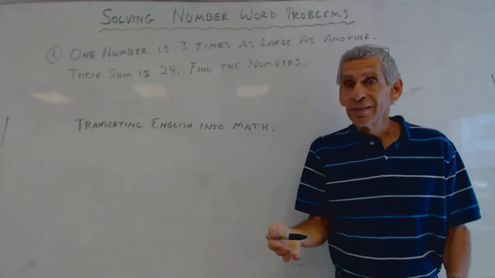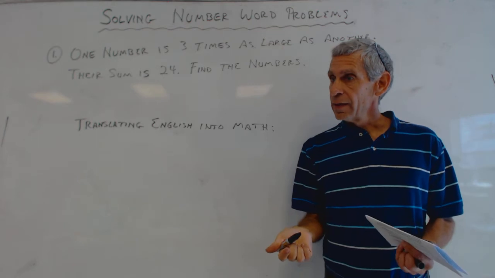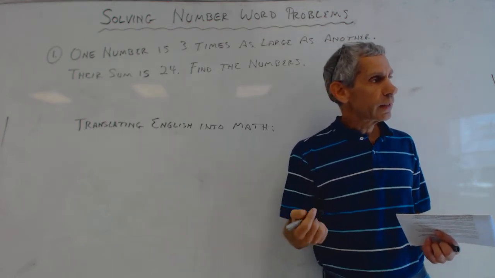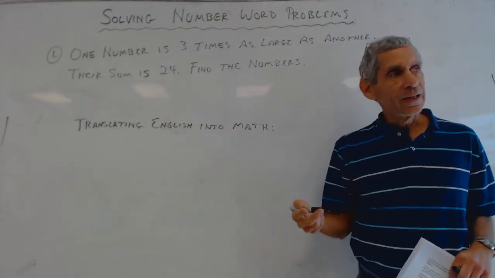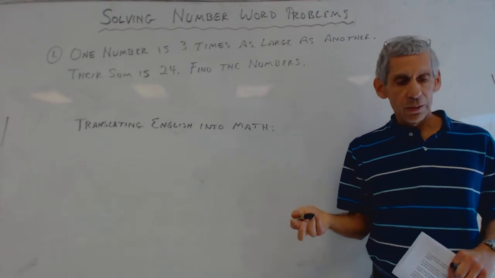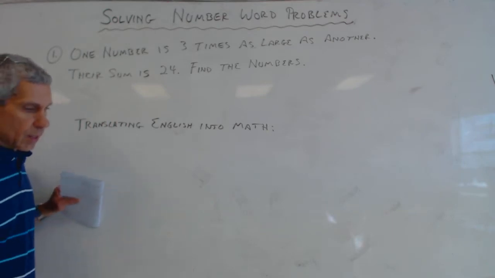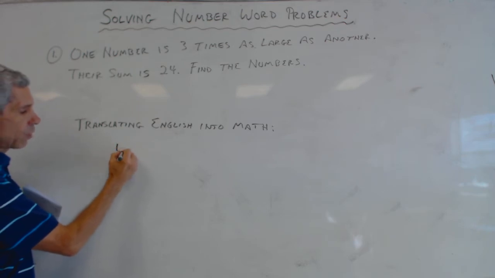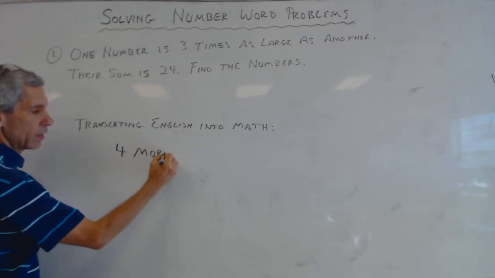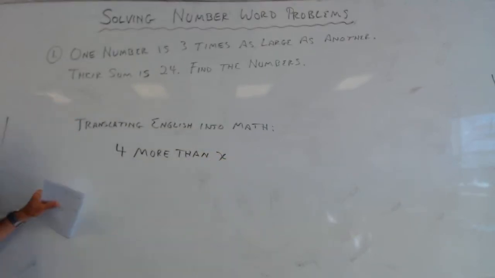That's one way. But since this is algebra, we're looking at ways to solve it algebraically, right? How to set these things up algebraically. It's a really, really useful tool. Before we do that, though, we have to talk about translating English into math. It's really an important concept. So if I said 4 more than X, what is that? How would I write that in algebra?